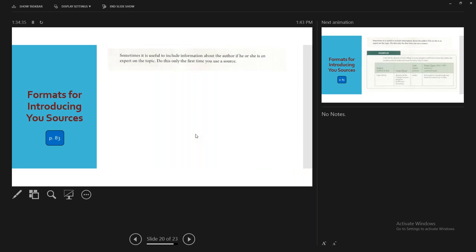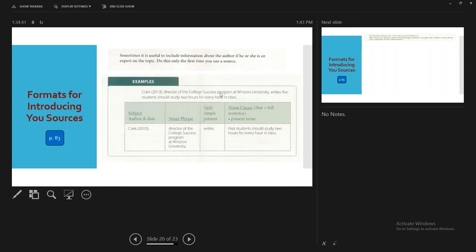Added to that, when we know the name, of course, sometimes it's useful to include information about the author, as we've seen here. That is considered useful, especially if the person you are referring to is a person or a figure of authority in his or her field, and that would add to your paper.